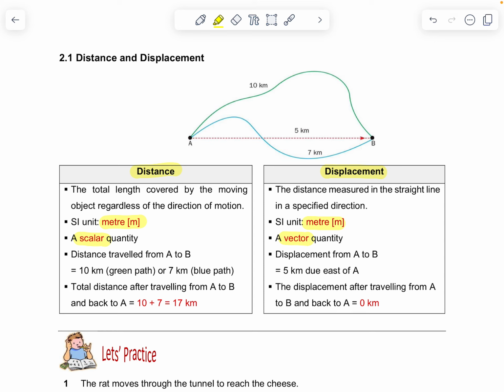Okay, let's look at the distance traveled from A to B. You can go on a path of 10 km or even a path of 7 km. Those are distances. So the total distance will be 10 plus 7, 17 km. But displacement is the shortest path between 2 points, so it's only 5 km from A to B. However, if it returns from B back to A, the total displacement is 0 km.